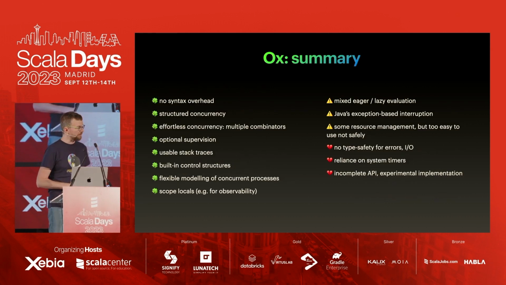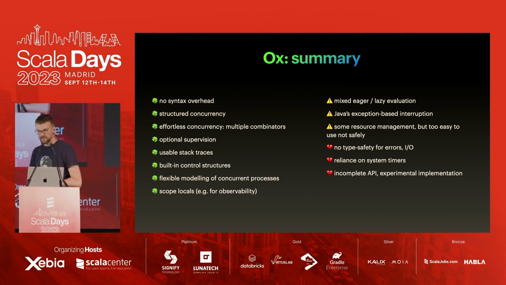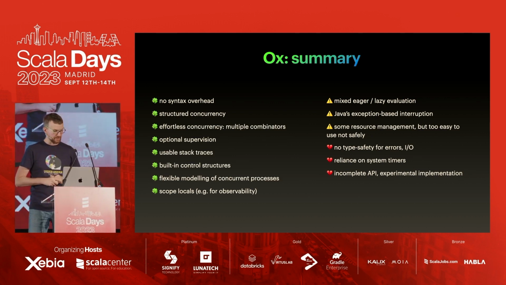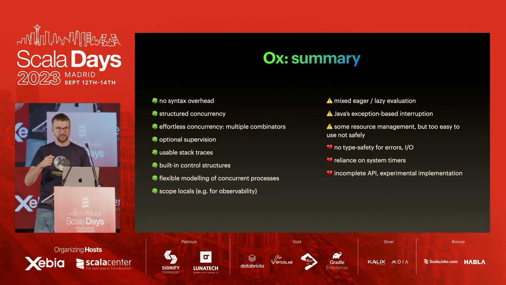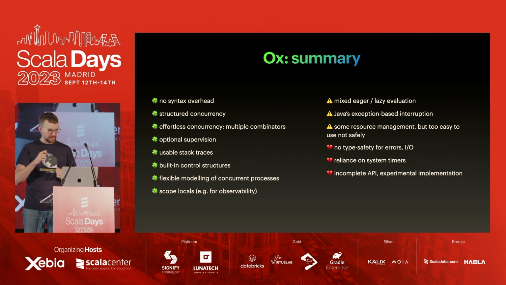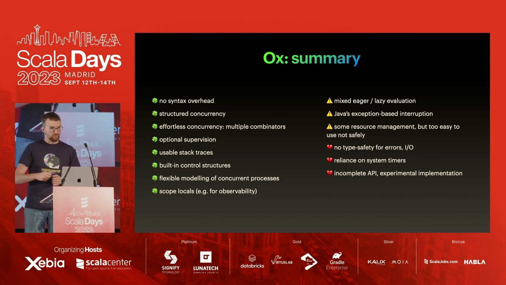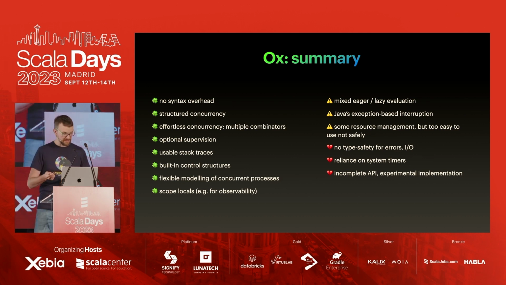So summing up, what can we tell about Ox? There's no syntax overhead, right? Because we've got direct calls. We've got structured concurrency, which helps us delineate how long these threads will actually live. We've got many combinators for specifying code that should run concurrently, like race and par. We've got usable stack traces. We've got optional supervision, which is very nice.